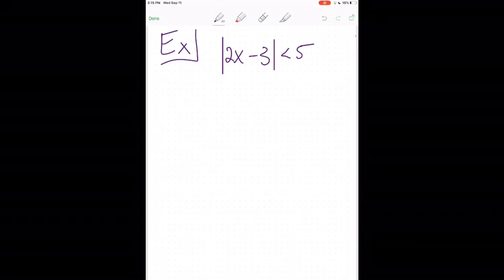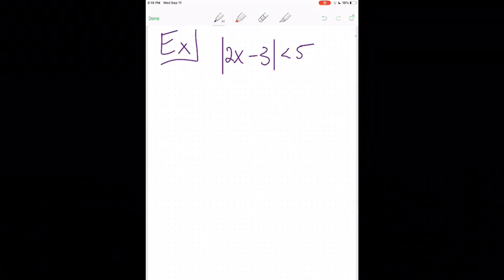All right, so today we're really going to be talking about quadratic inequalities and solving quadratic inequalities. But first things first, we're going to do an inequality that has an absolute value in it. Here I have the absolute value of 2x minus 3 is less than 5.